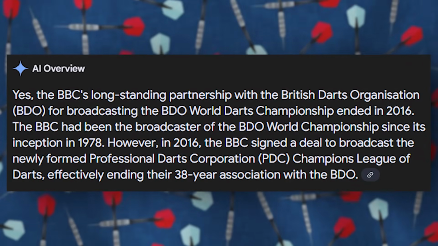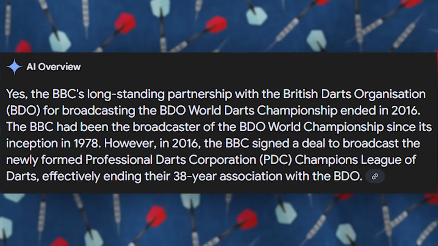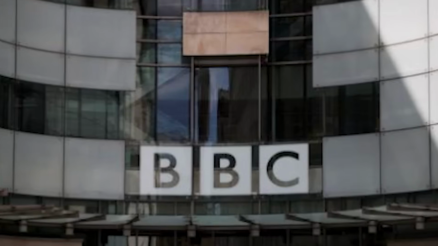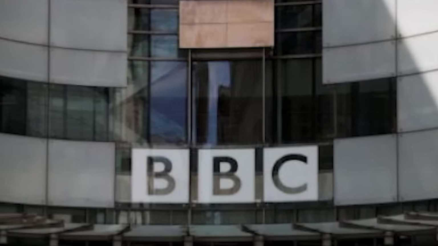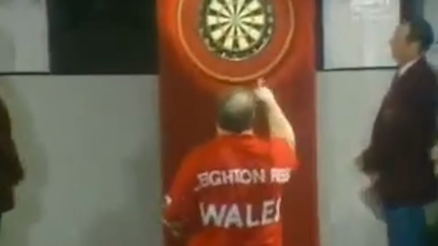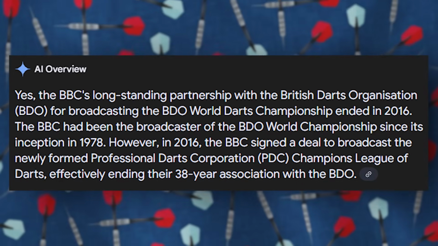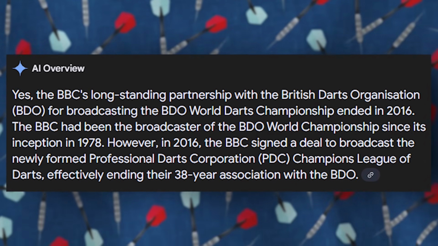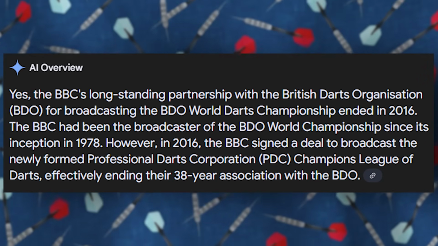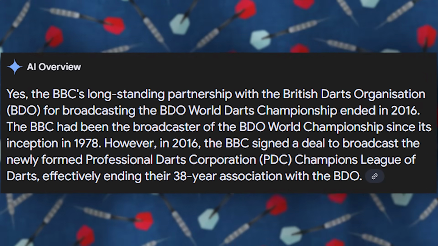The BDO's long-standing partnership with the BBC ended in 2016, removing its primary broadcasting outlet. Subsequent deals with lesser-known channels failed to deliver significant viewership or sponsorship. As a result, tournament prize funds were drastically reduced. In the 2020 BDO World Championship, players were paid significantly less than promised, and some were not paid at all.